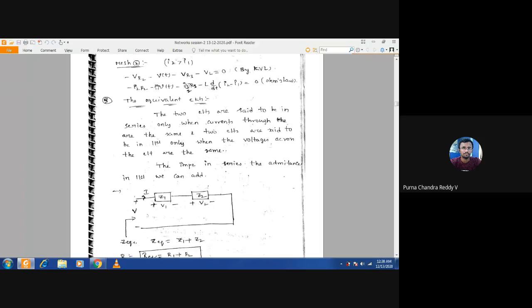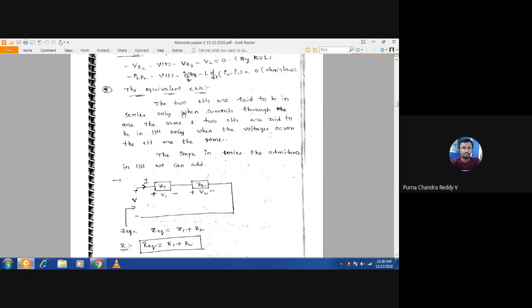I mean, already we know. Whenever the elements are connected in series, the current flowing through those elements is the same. Whenever the elements are connected in parallel, the voltage across all elements is the same. That is why the voltage across parallel elements is the same, and the current flowing through series elements is the same.